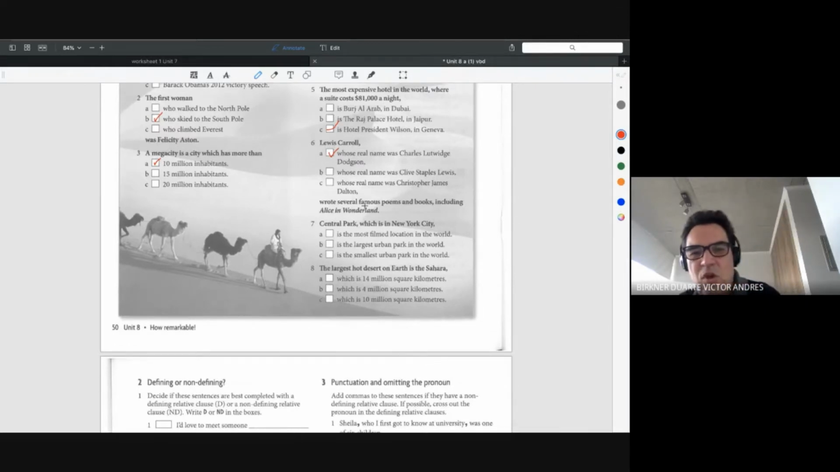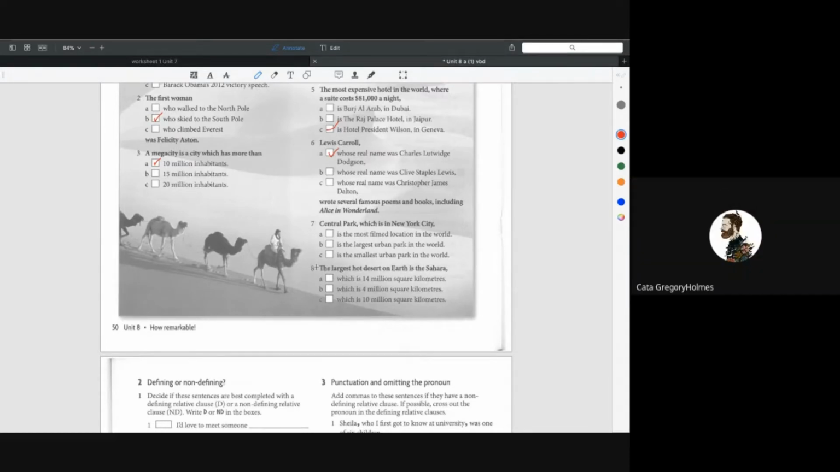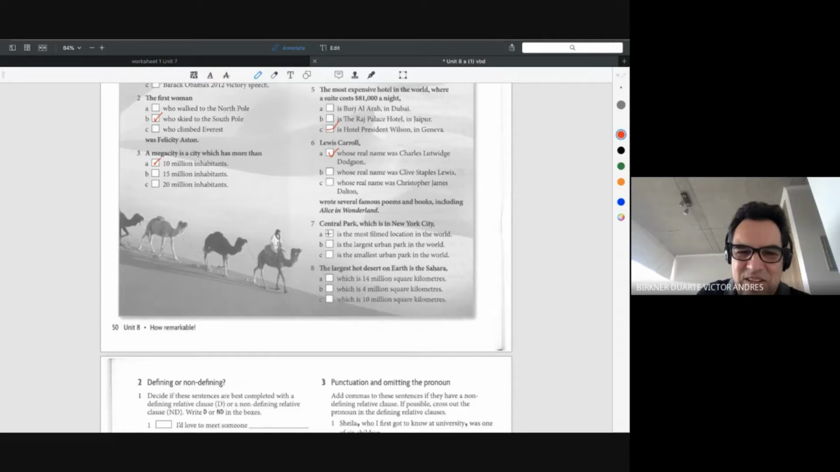Okay, number 7. Central Park, which is in New York City, is the most filmed location in the world, is the largest urban park in the world, or is the smallest urban park in the world? What do you think? I think it could be A, just because I've seen it in so many films and TV shows. Yes, you're absolutely right. It's the most filmed location in the world because especially romantic films usually take place in Central Park.